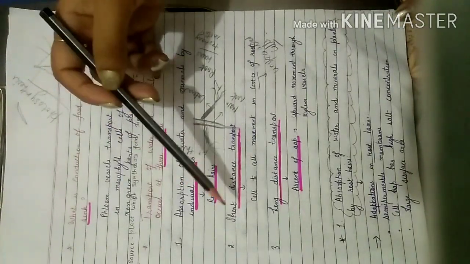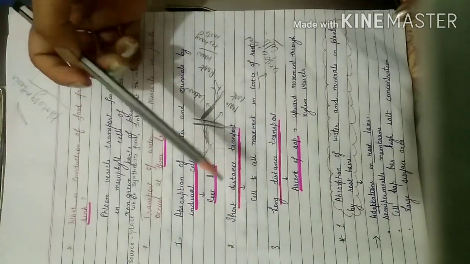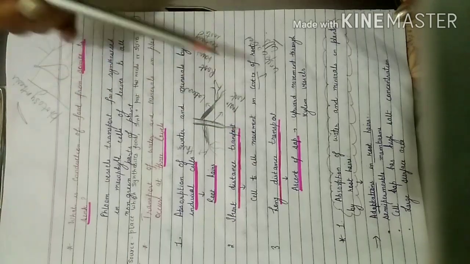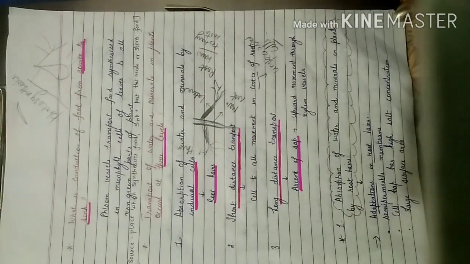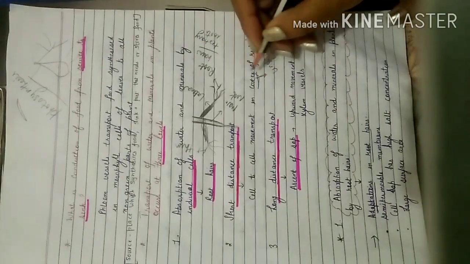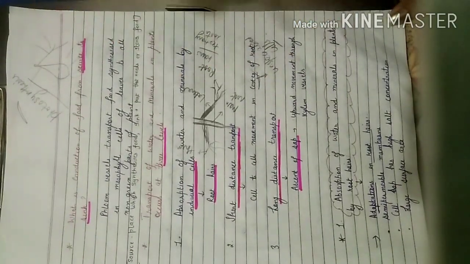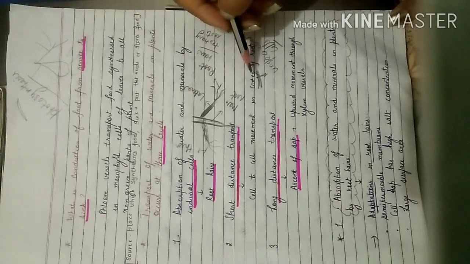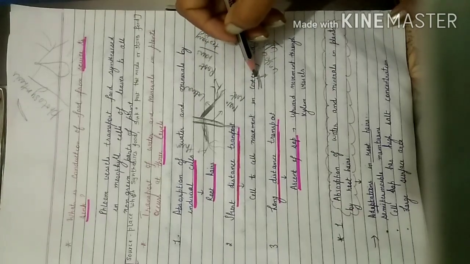Then the second one is short distance transport. Short distance transport means cell to cell movement in pockets of root. What is this pockets? It is basically unspecialized cells. These are the unspecialized cells which are present between the epidermis and xylem and phloem.